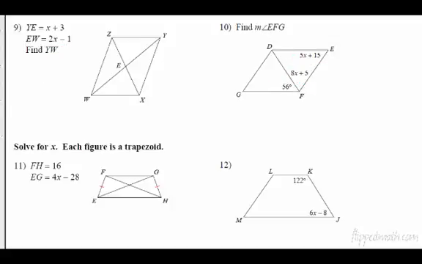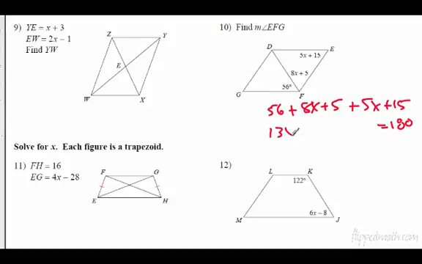So, how do we do that? 56 plus 8x plus 5 plus 5x plus 15 should all equal 180 degrees. All right, how are we going to do this? 13x. That'll get those x's together. Then what do we got? 76 plus 13x will equal 180 degrees. Take away 70, and I get 110. Take away 6 more, and I get 104. That's 13x equals 104.